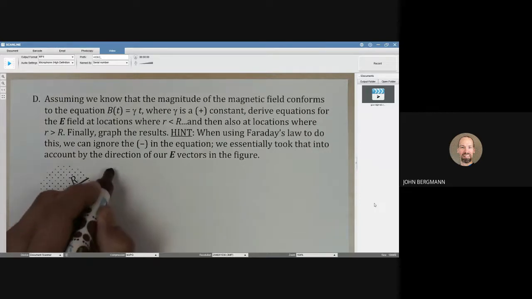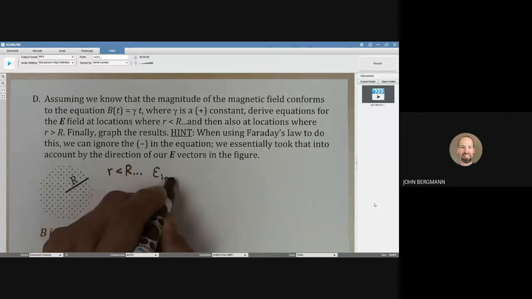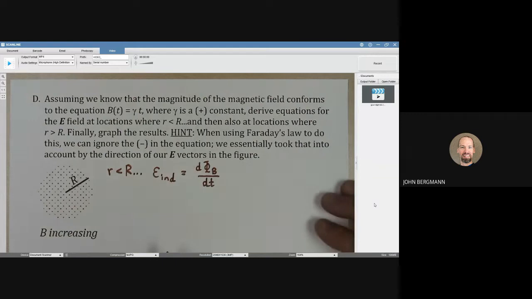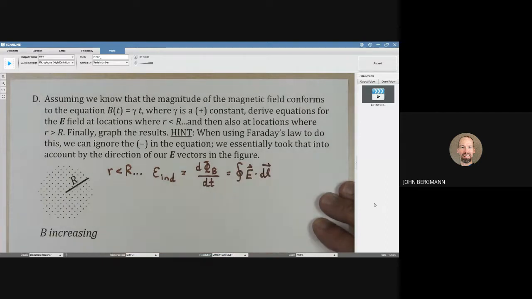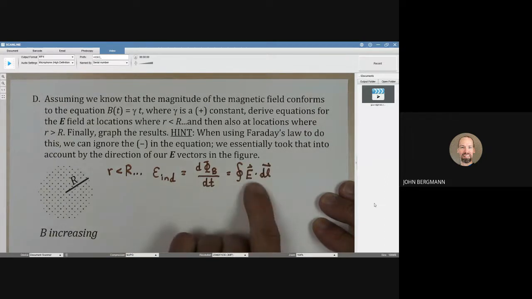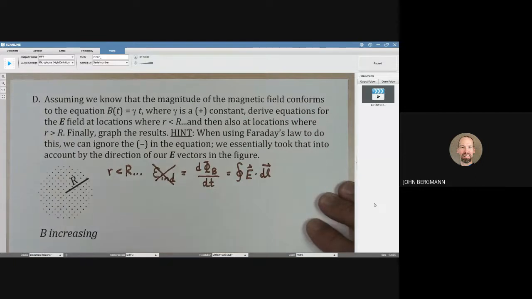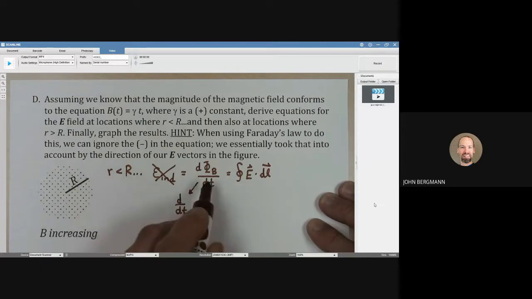For r less than big R, we're going to have Faraday's law. I'm leaving the negative off because we took that into account when we were deciding what direction things went. Here we are looking for the electric field, so we definitely need the right portion of this equation, and we have some information about the magnetic field, so I think we should keep this part in as well. Well, isn't it true that we can rewrite that as d/dt? Remember that magnetic flux is essentially B times A.